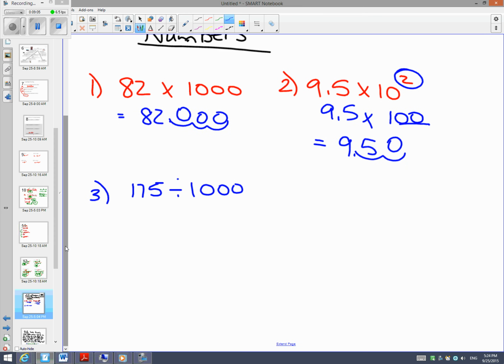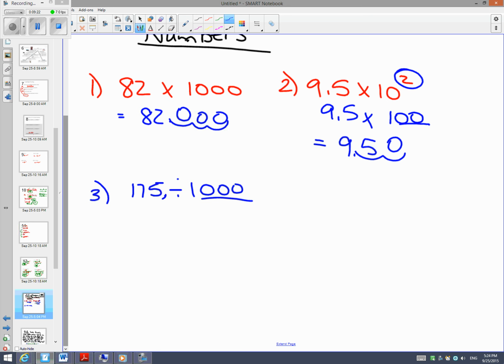Our last one is division of this sort. Now, when we multiply by base 10 numbers, we move the decimal place to the right. Here we're dividing, so we're heading to the left. You identify that there are 3 decimal places to move, and you identify that at the moment the decimal is to the right of the 5.